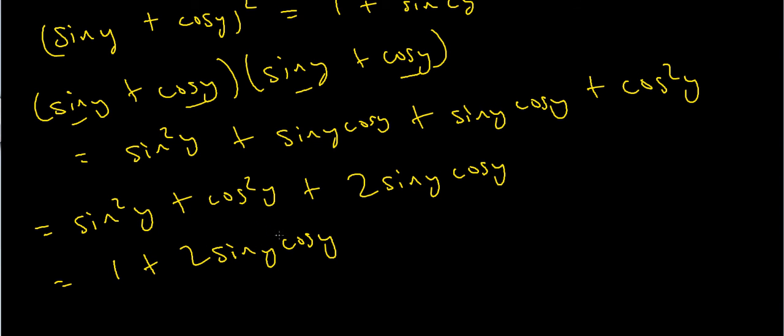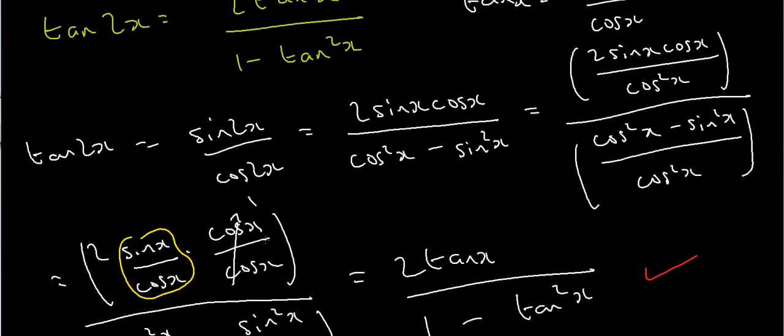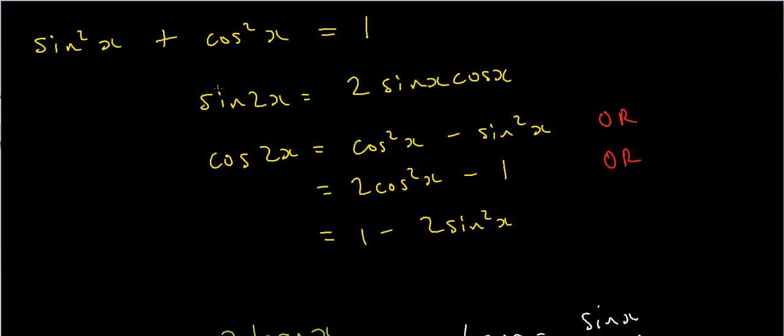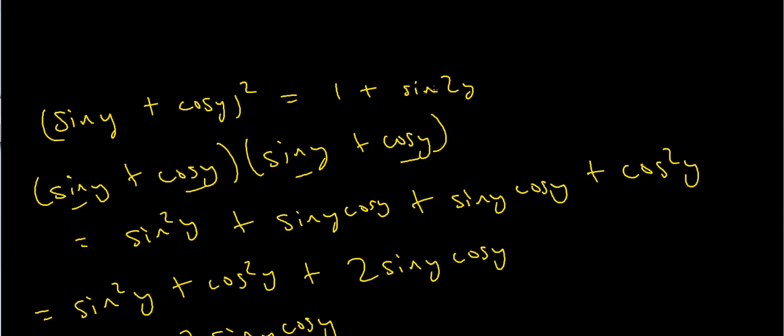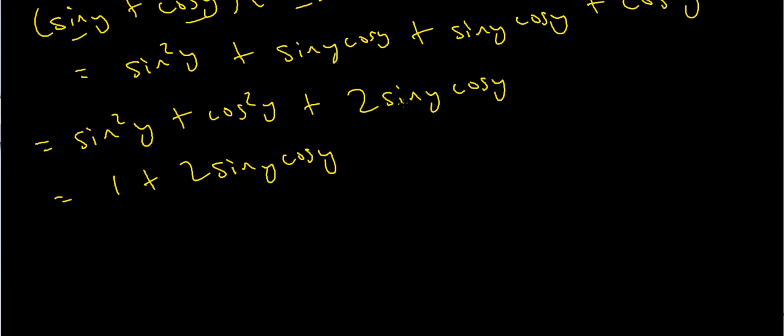But I know that this is the double angle identity for sine of 2x, because if I go back to my identities, I've got sine 2x is equal to 2 sine x times the cosine of x. So I can use this here. So I can just rewrite this as 1 plus the sine of 2y. And that's the proof for this identity.